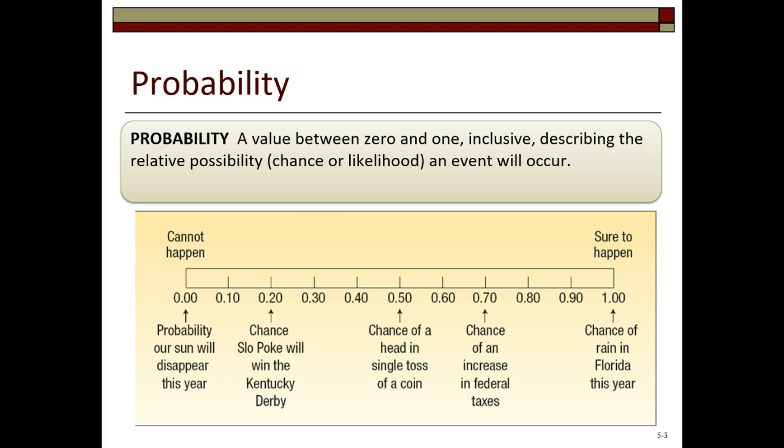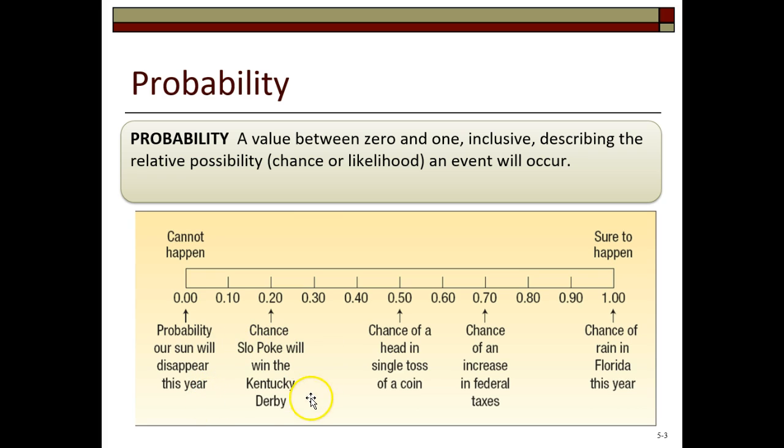Probability is a value between 0 and 1, inclusive, and it describes the chance that an event will occur. If you look at this chart, 0 means it cannot happen, and 1 means it is sure to happen. So there is a 0% or 0 probability our sun will disappear this year. There's no chance of that happening.